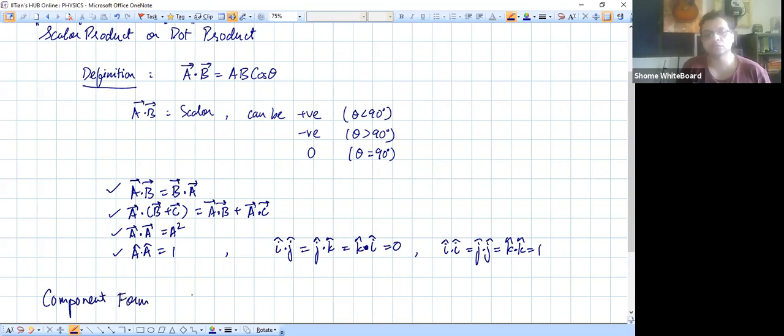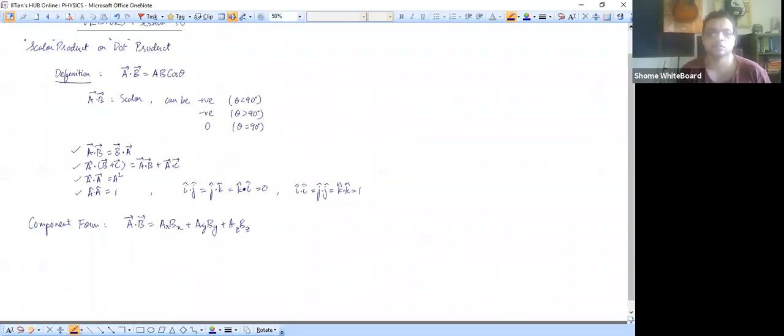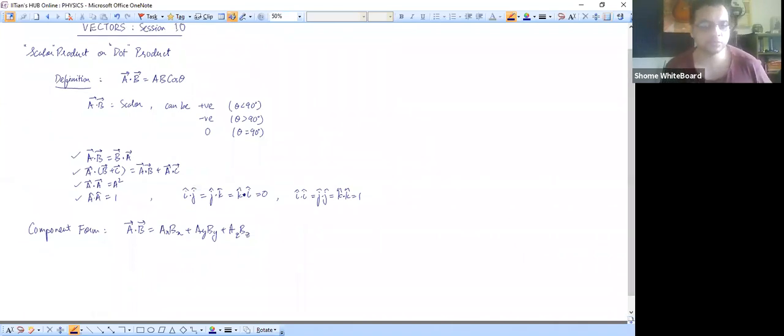the dot product of two vectors becomes product of x components plus product of y components plus product of z components. So this is what we've learned about dot product so far. So just take a quick recap of this and let me know if there are any doubts with this part. If there's any difficulty with this.